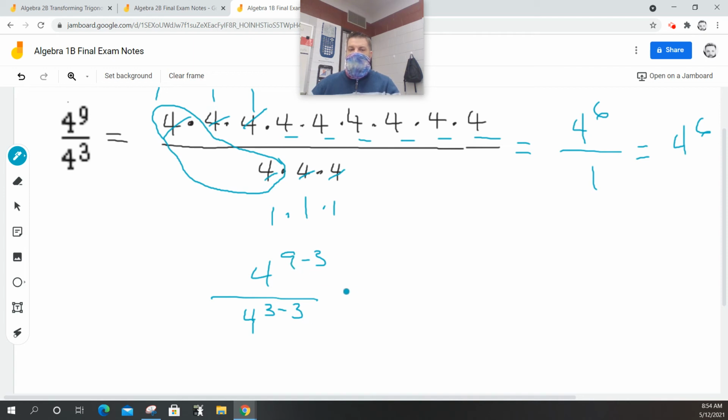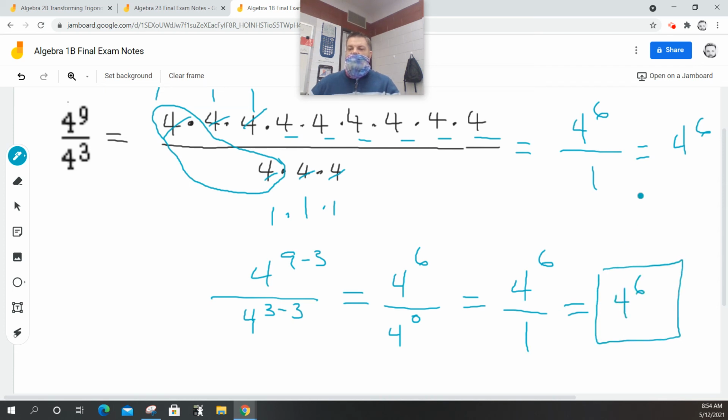So what is 9 minus 3? 6. What is 3 minus 3? What is anything raised to the 0 power? Anything raised to the 0 power equals 1. Anything divided by 1 is itself. So this is the answer. This is the way that you get the answer, but this is the shortcut.